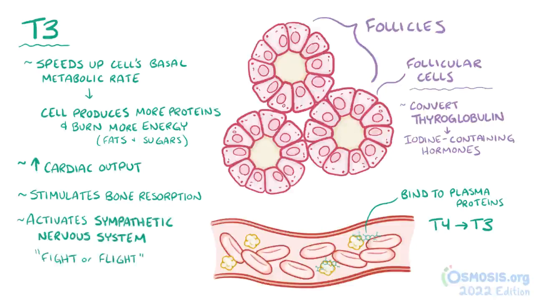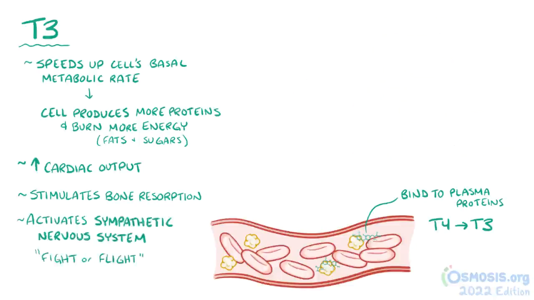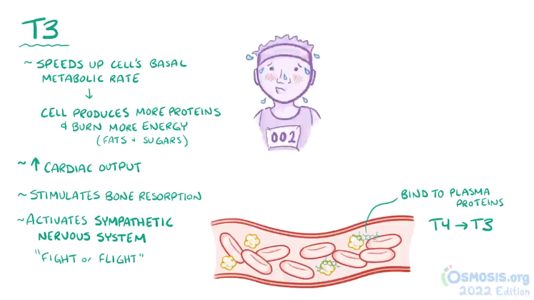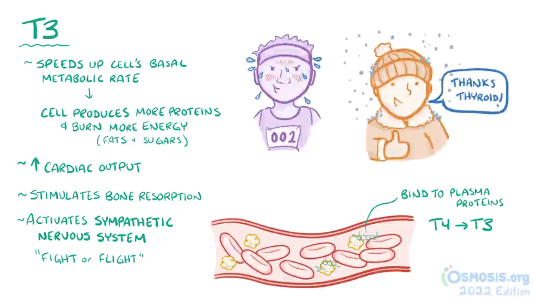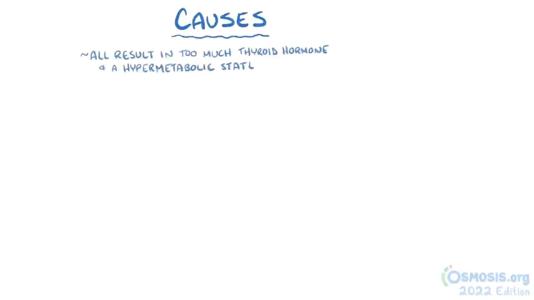Thyroid hormone is important, and the occasional increase can be really useful when you need a boost to get through the final rounds of a sporting competition, or when you're trying to stay warm during a snowstorm. Now, hyperthyroidism can happen a few different ways. All of them result in too much thyroid hormone in a hypermetabolic state, where cellular reactions are happening faster than normal.